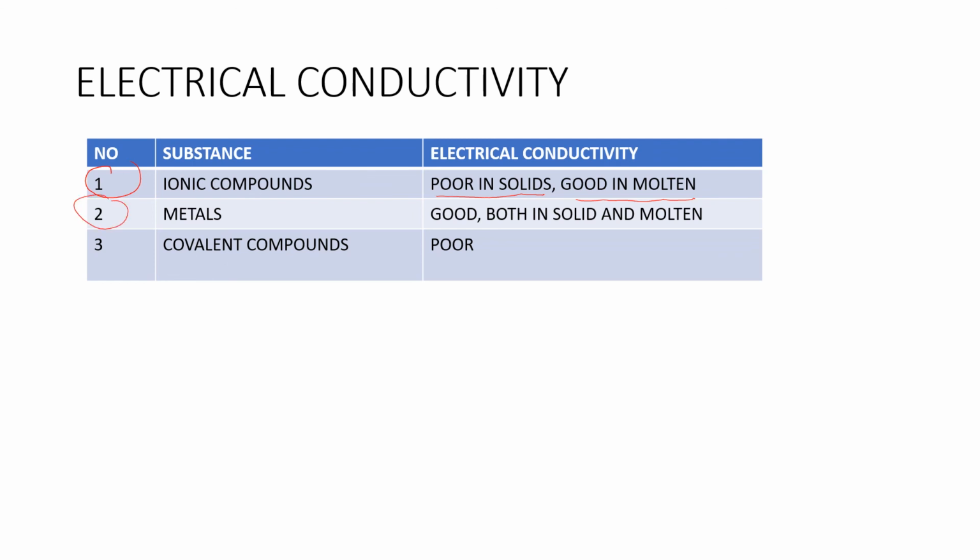For metals, they are good electrical conductors because there are delocalized electrons in metallic bonding with the positive ions of the metals. So metals, both in solid and molten states, are good electrical conductors. The third, for covalent compounds, the electrical conductivity is poor.